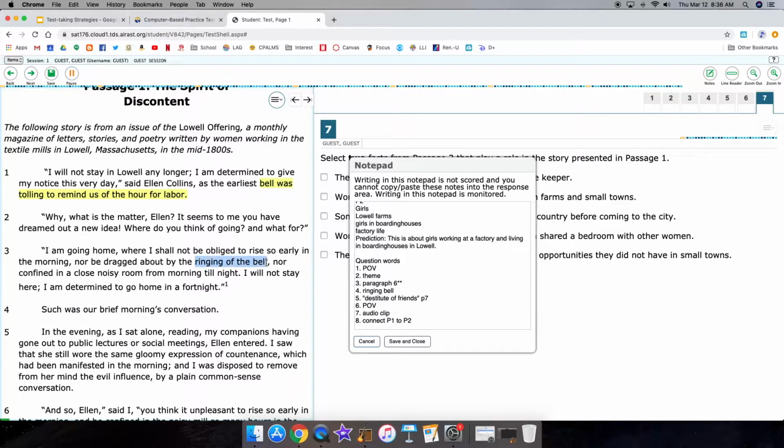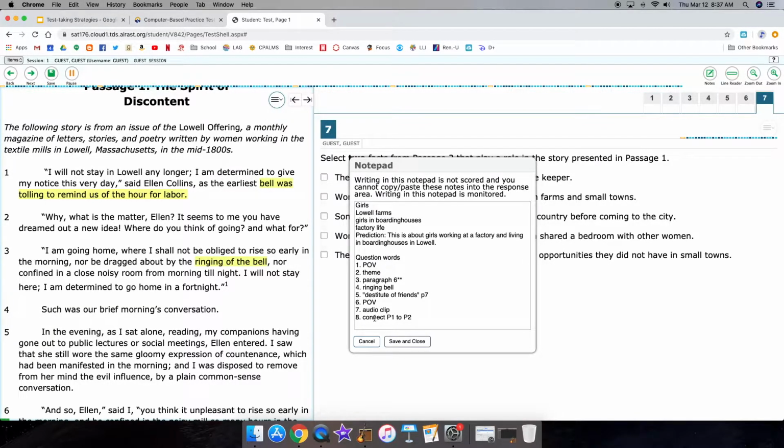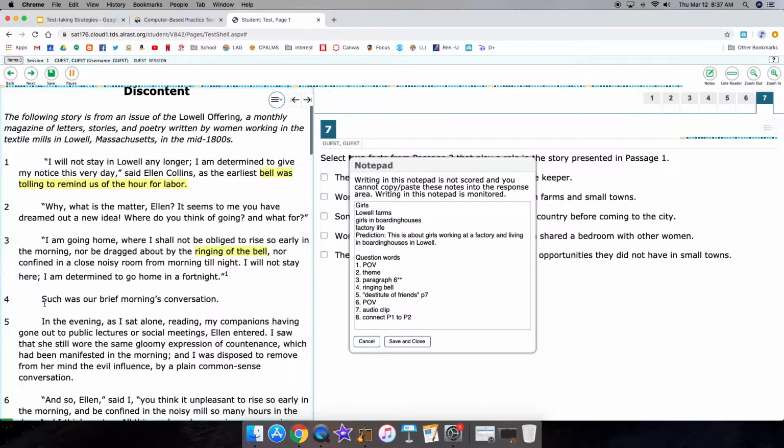Well, there we got our ringing bell again. So I'm going to get that in yellow. Anything else that connects here? I guess not. Alright.